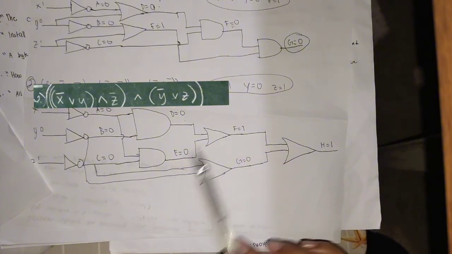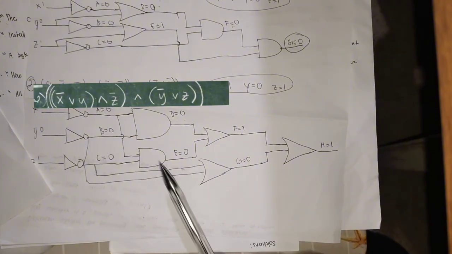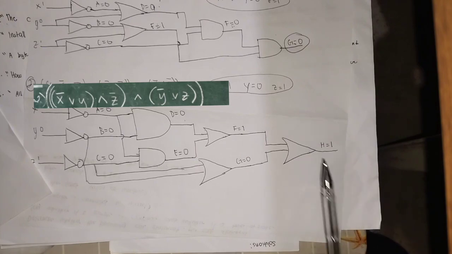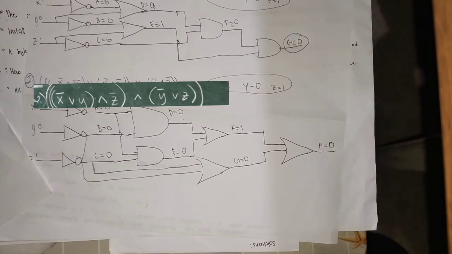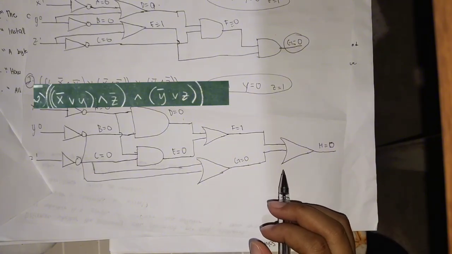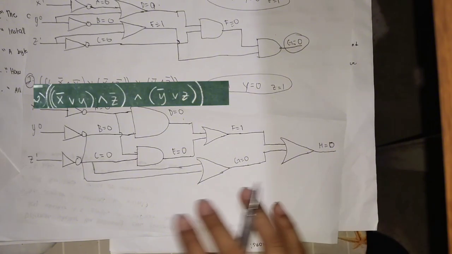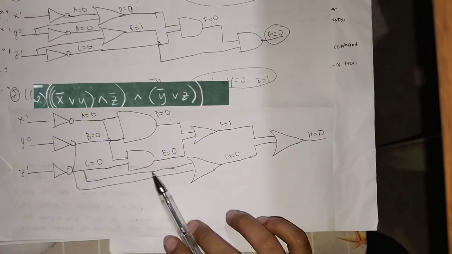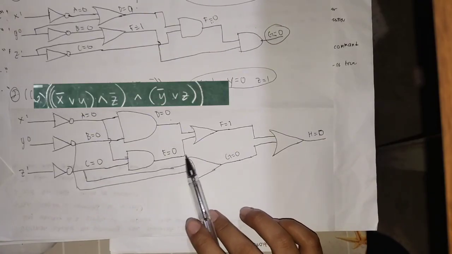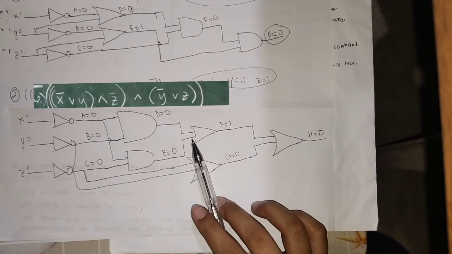So after tracing through the entire circuit, our final output is either a 1 or a 0. This is a 0. The output is 0. And that's all. We have successfully worked through the logic circuit and determined the output based on the given inputs. So thanks for watching. That's all.